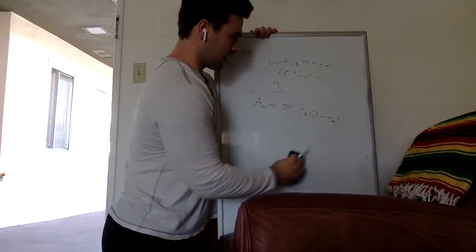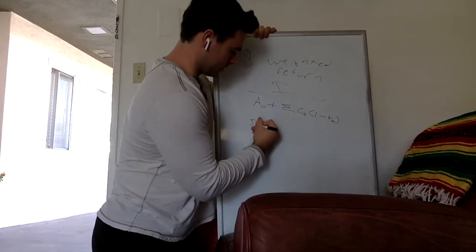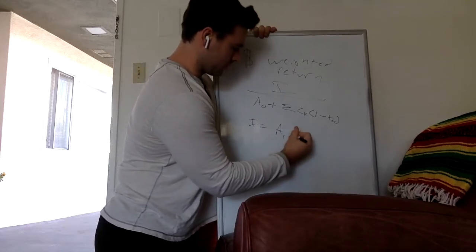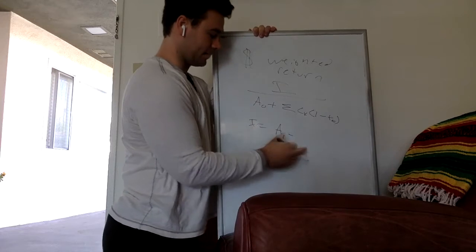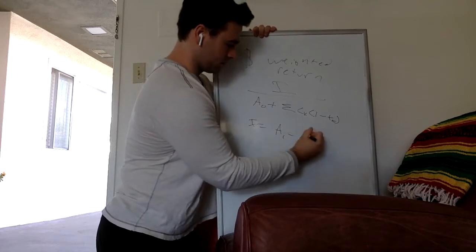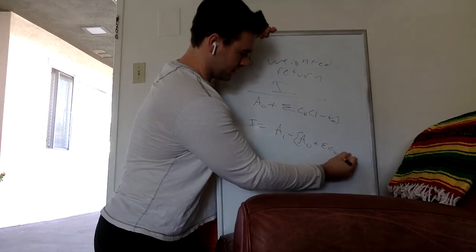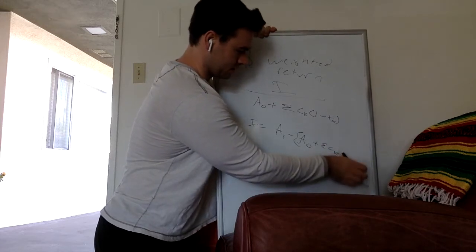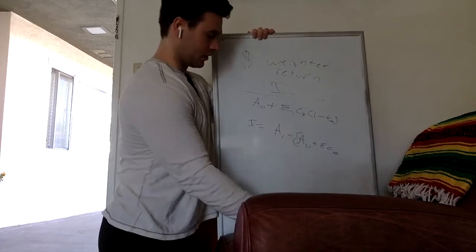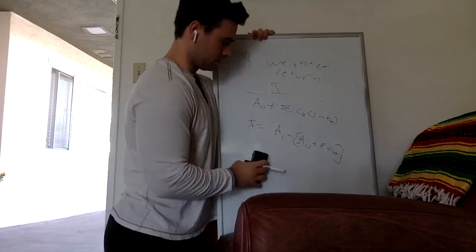And we also know how we get I: I is equal to A1, the amount in the account at time 1, minus A0 minus the sum of C_k. So that's how we get our I, if you're a little bit confused.